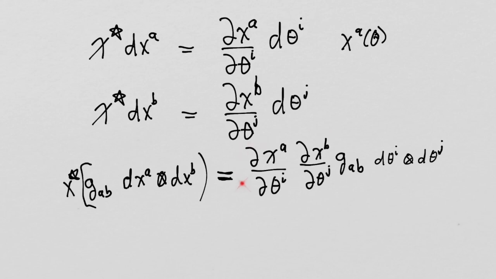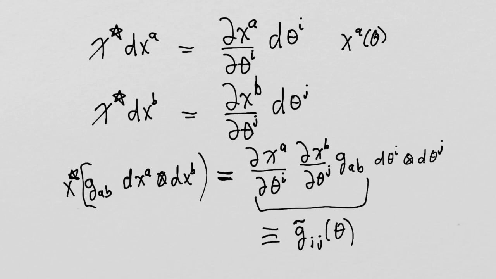But this now is a full expression, including the basis vector, of the metric's pullback from M to Sn minus 1. So this guy here is what we are now defining as G tilde IJ, D tilde IJ. And that is a function of theta. That is a function of theta.